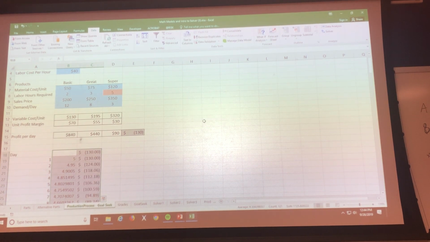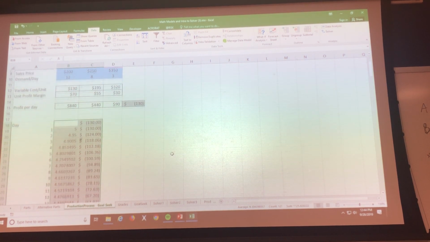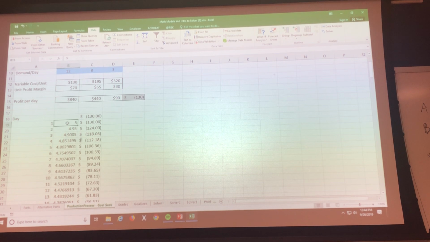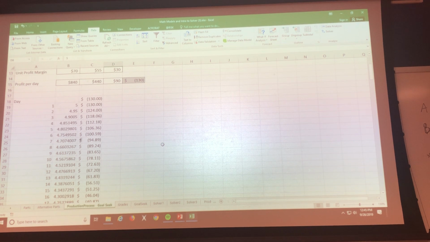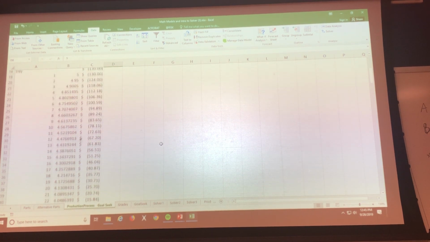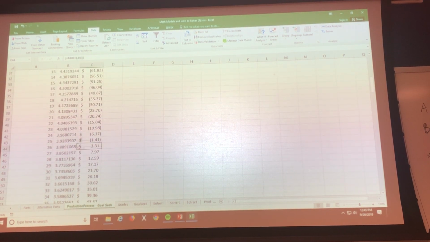Wait, so you did a data table, right? It's a data table, doing a data table. And this is now telling me if it takes them 5 hours, I lose $130 a day. I already knew that. What's the column input cell? The column input cell is D8. Yeah, okay. But my question was, how long will it take before we don't lose money anymore?